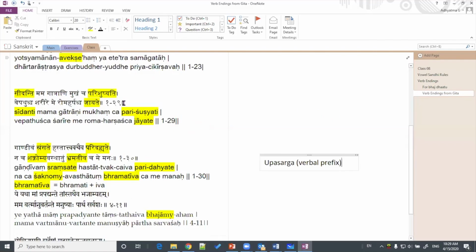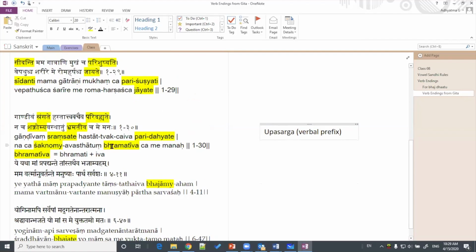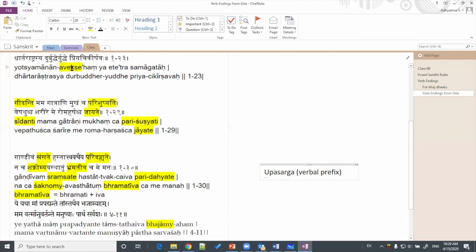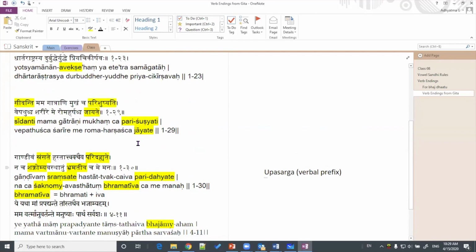So parishushyati, same here, parishushyati. And you will even see avekshate, the actual word here is ikshate. So ava ikshate, avekshate, ava is an upasarga here, a prefix. So don't worry about it too much, just understand that these are upasargas here, and we will discuss later as time permits, because to discuss actually the meanings of upasarga and how it changes, it is normally done in the advanced class. We are in the beginners class.